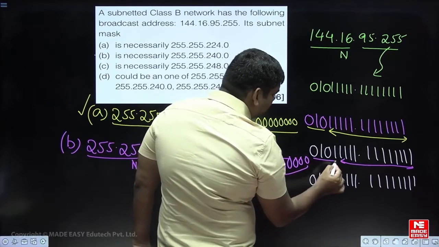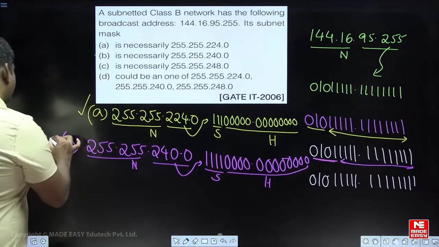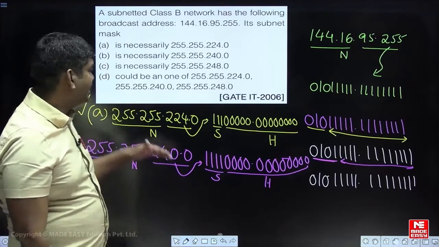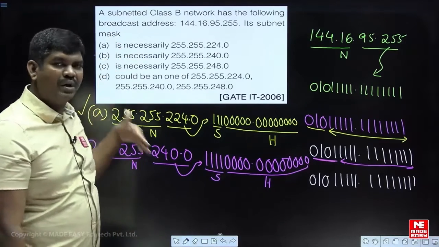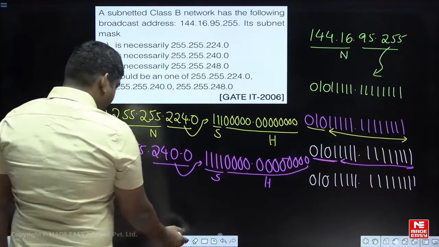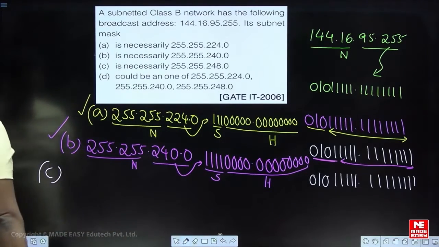And you can see before that, the subnet 0101 is also possible. So here you can say B is also an answer. B is also an answer, so it is not necessarily A. It can be B also, from the calculations you find out. Now you have to check option C also.